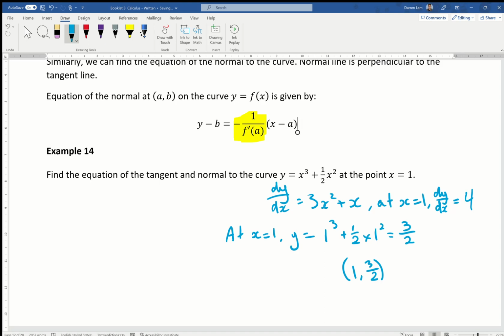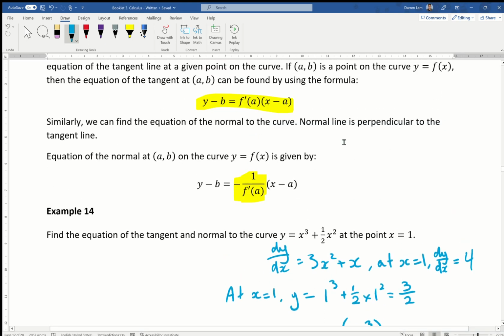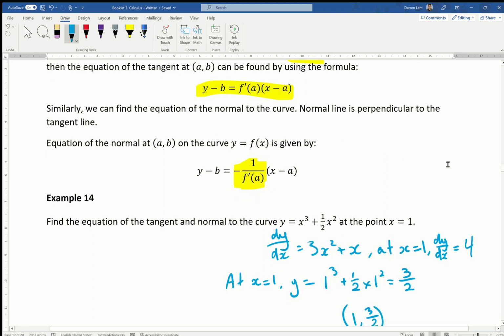Then I just put it into my formula. y minus b. In this case, it's going to be y minus my y value of my coordinate, which is 3 over 2, equals the derivative at x equals a, or in this case, x equals 1, which therefore gives us 4, brackets, x minus the value of a, in this case 1. There we go.